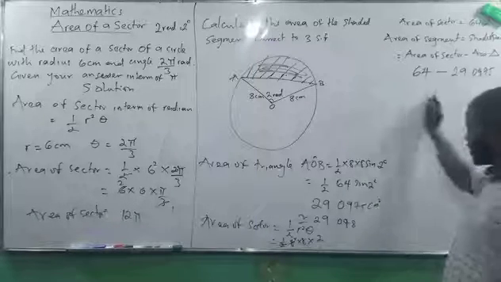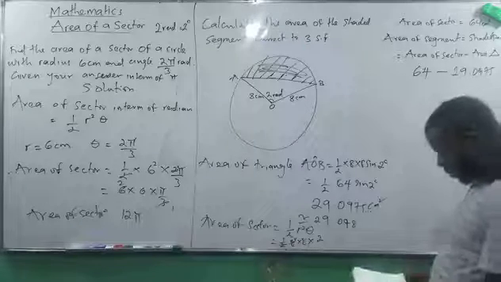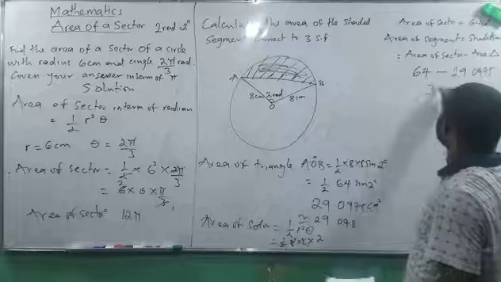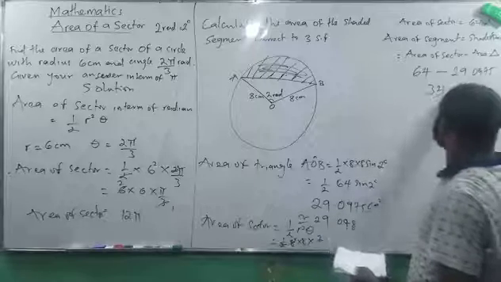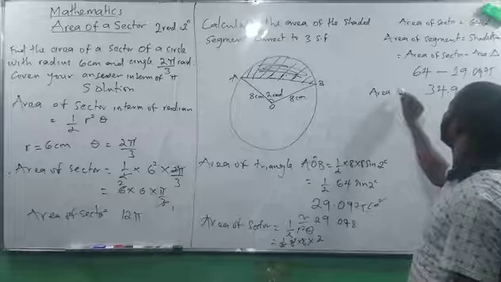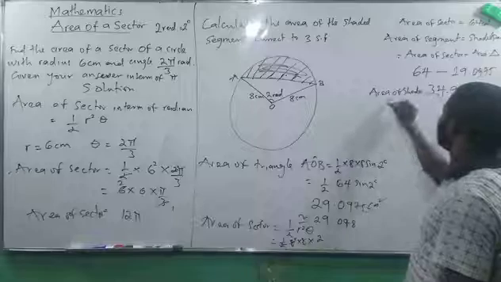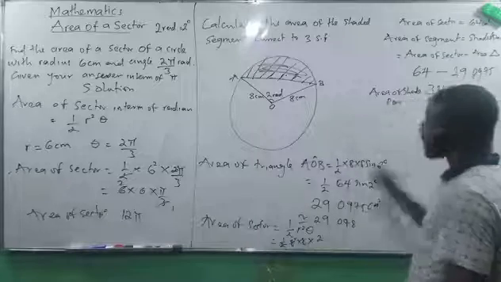The number continues there because I went to calculator. When you subtract it, you have 34.9 centimeters squared. Now that is the area of what? Of shaded parts. Now that is area of shaded parts.